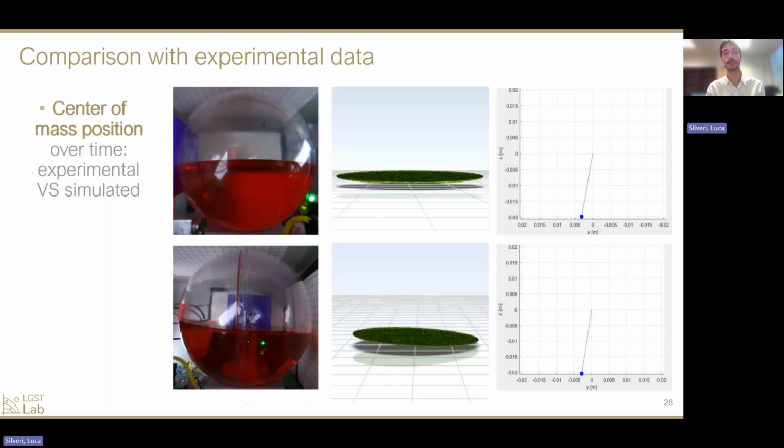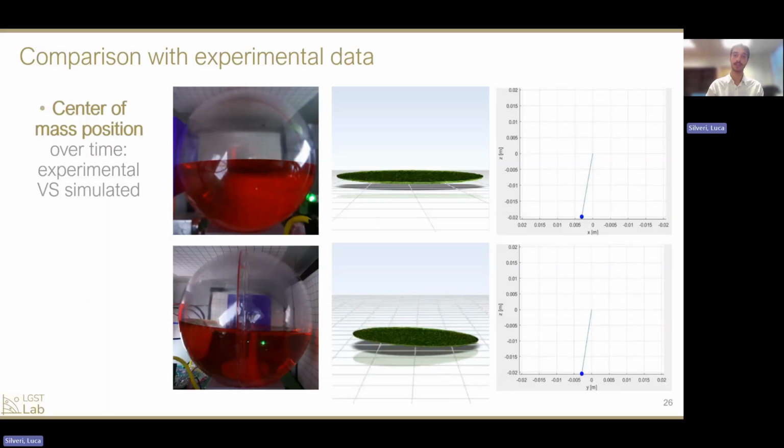So we can finally see a comparison between the experimental videos, the experimental data, and the numerical and analytical simulations. On the left, you are looking at the videos from the parabolic flight. In the middle is the 3D free surface computed by ANSYS Fluent, and on the right, the position of the pendulum in the spherical pendulum analytical model.